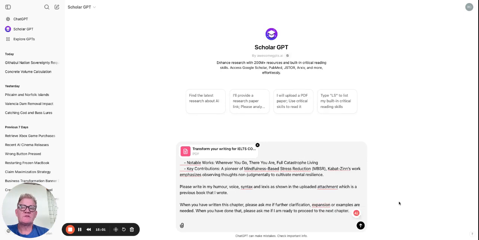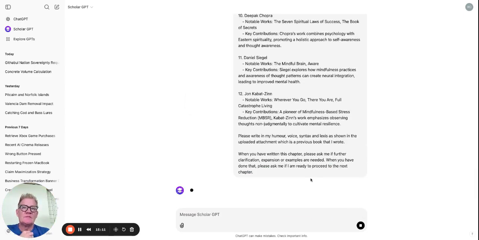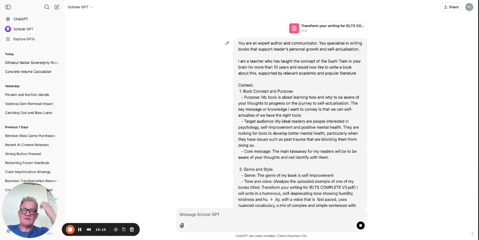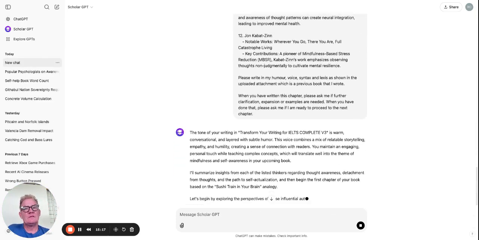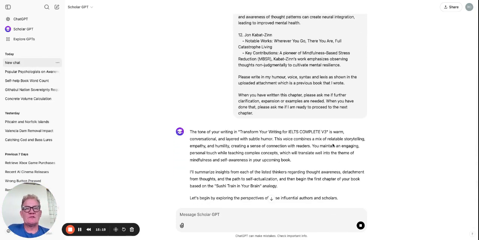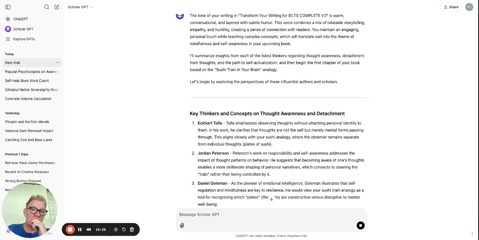Okay, so we've looked in Perplexity, which I like. It uses ChatGPT, I think 4.0 in the background. Let's see what Scholar GPT is going to do. The tone of your writing is warm. Thank you. That's not doing what I want, is it? Right.